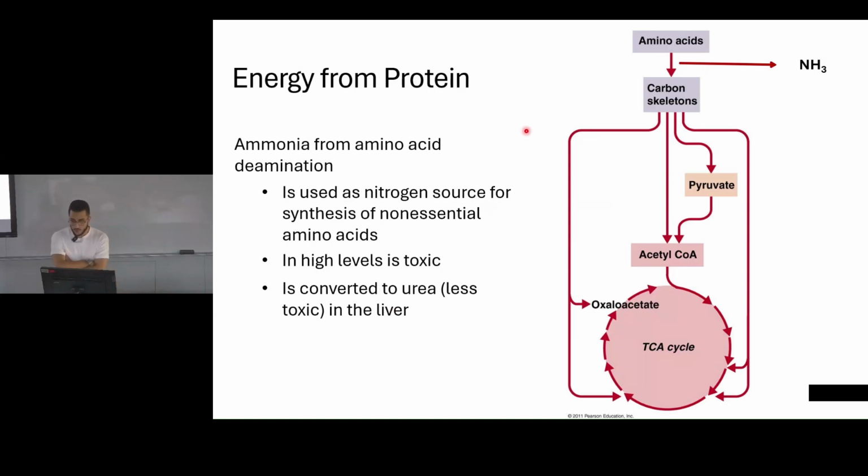Right. So the ammonia that's left can then have two fates. Either it can be used to aminate, let's say, it can be added to other keto acids to produce other non-essential amino acids. The remainder of the ammonia is converted into urea, and if you have too much ammonia, that is toxic for you.